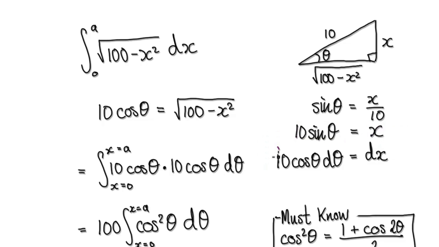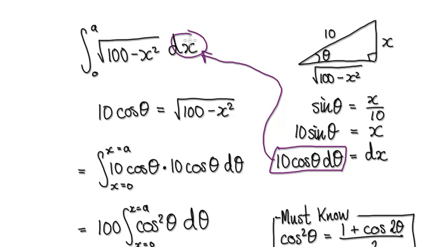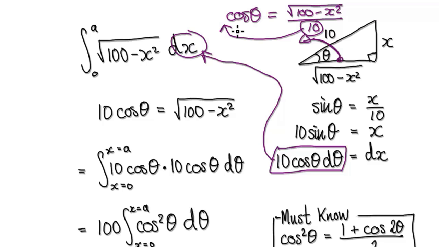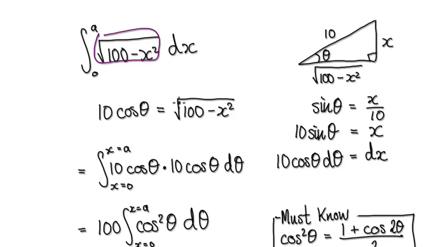So now we can put this into the dx. And this complicated thing, if you look at your diagram, you consider cos the angle equals that square root thing, 100 minus x squared, over hypotenuse, which is 10. Times both sides by 10, that will then give you this. So this complicated thing here is exactly the same as this.